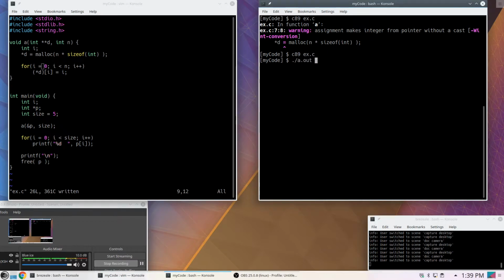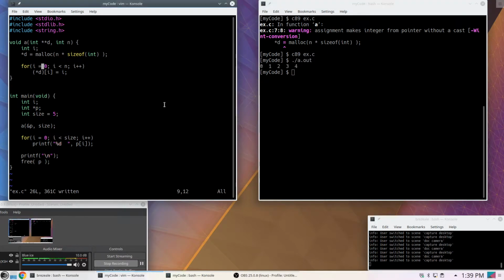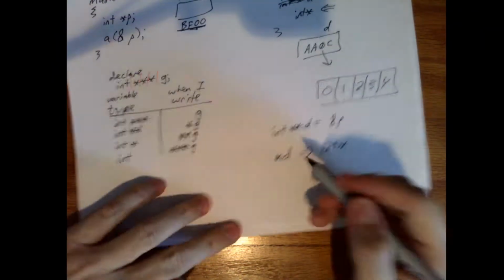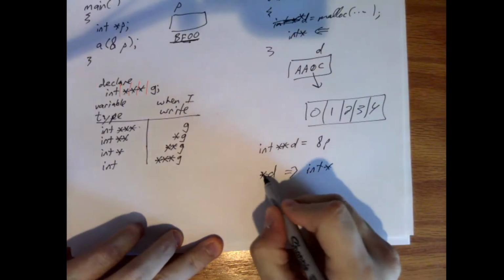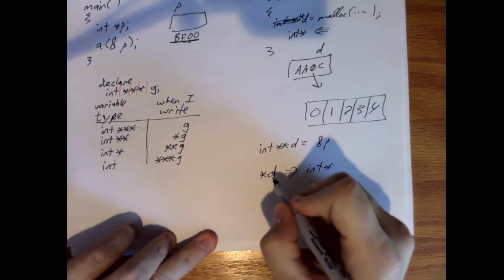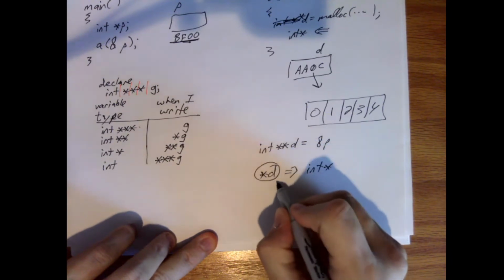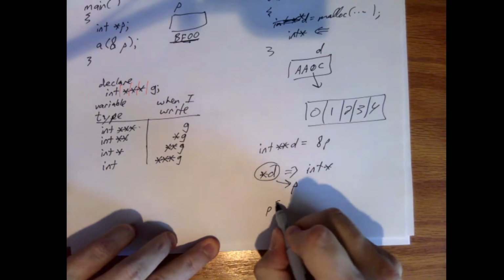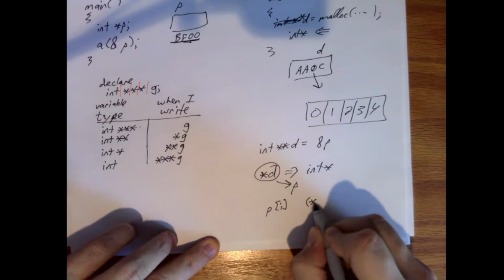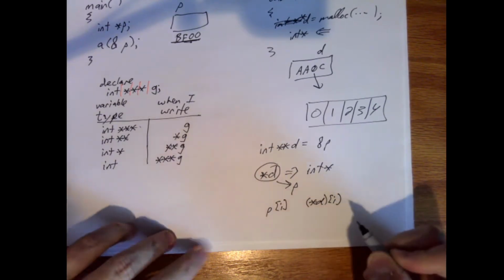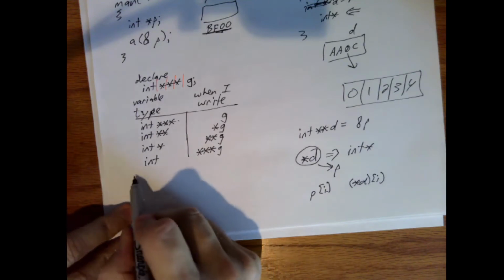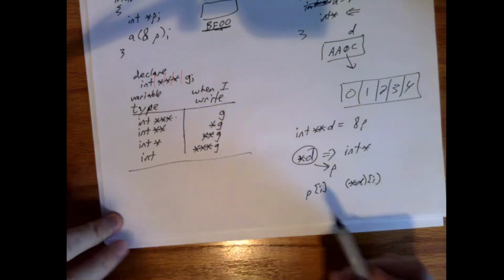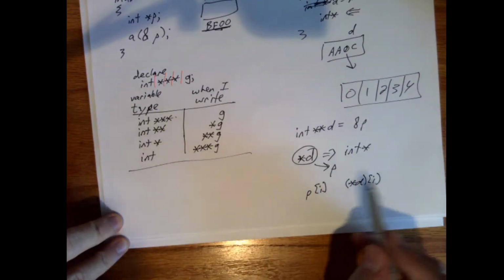It compiles, that's a good sign. There's my numbers. So what's happening here? Well, remember, I just got through saying that star D is of type int star. So for all intents and purposes, everywhere I write this, it's the same as writing P down below. So if I want to use P sub I, then I write star D sub I. If you don't know the difference between pointer notation and subscript notation, you should review the video I did in which I talked about pointers and arrays and the relationship.